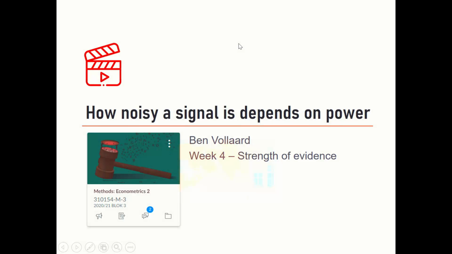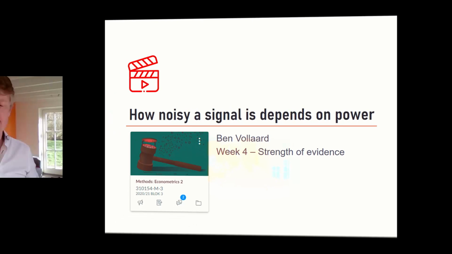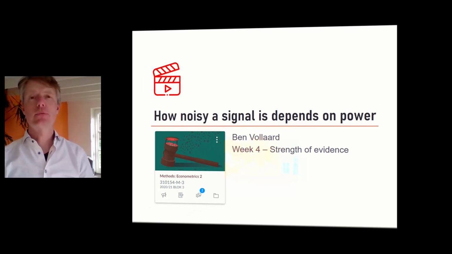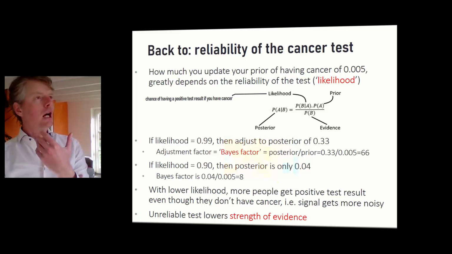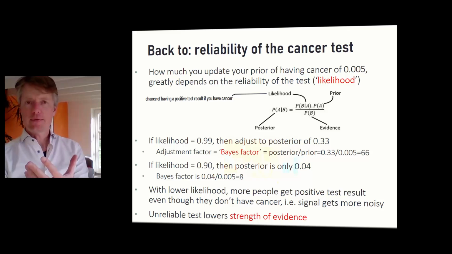Let me now show that there is a direct link between the accuracy of a medical test and the statistical power of the study that you conduct. Back to the reliability of the cancer test. How much you updated your prior of having cancer of 0.5% greatly depends on the accuracy of the test at the hospital, i.e. the likelihood, the chance of having a positive test result if you indeed have cancer.